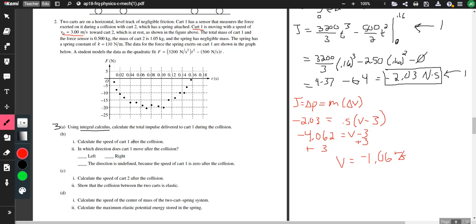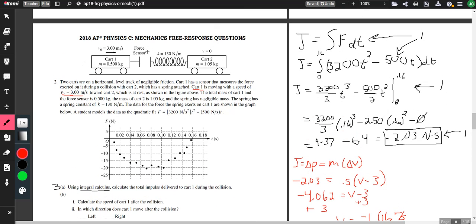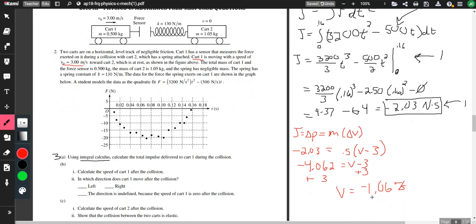So that's this part. And then the second part says, what direction is it going to move? Let's see. It says that it was moving 3 meters per second towards cart 2. So that's to the right, based off of the diagram. Since my velocity here is now negative, that means it's going to go in the other direction, which is going to be to the left. Now, all together, this was worth 2 points. 1 point for pretty much all of this, and 1 point for this.